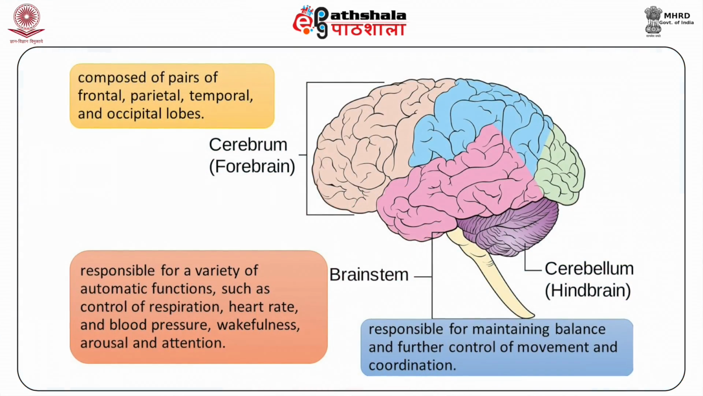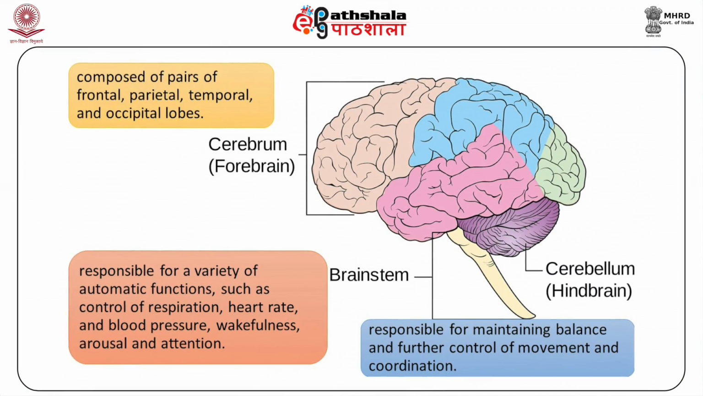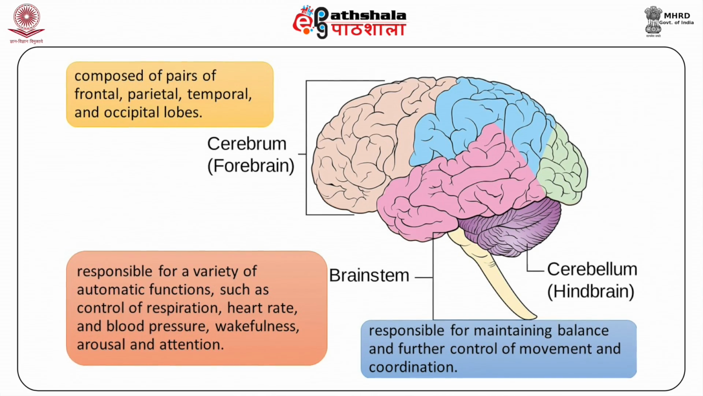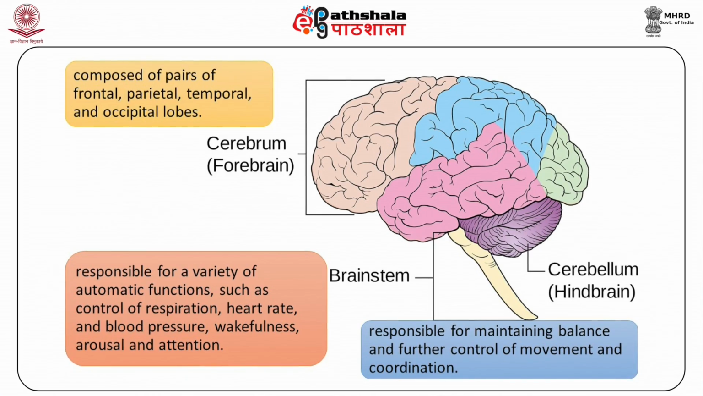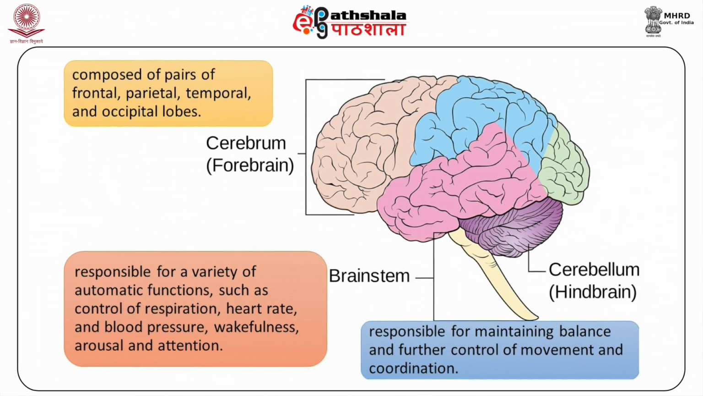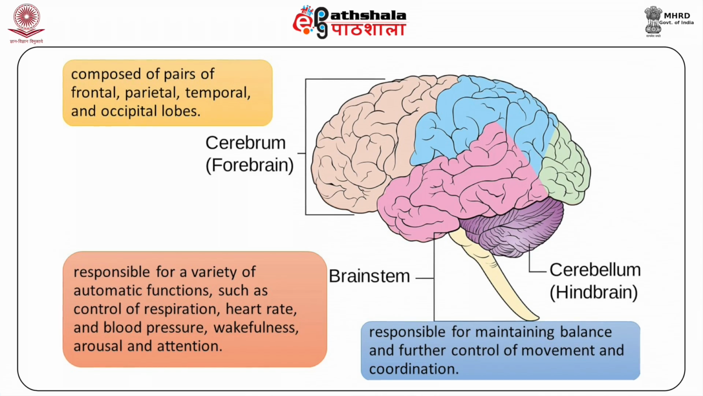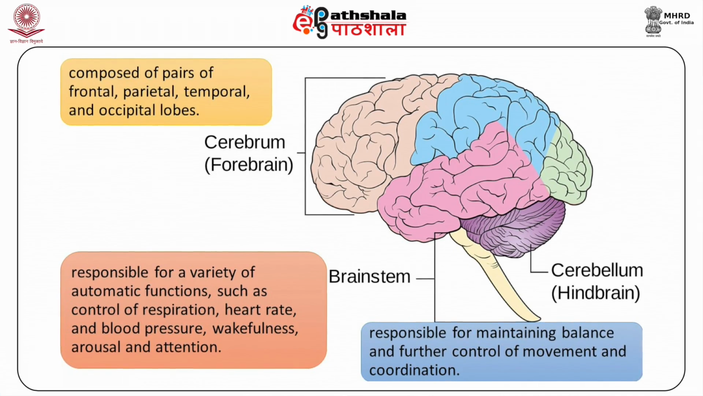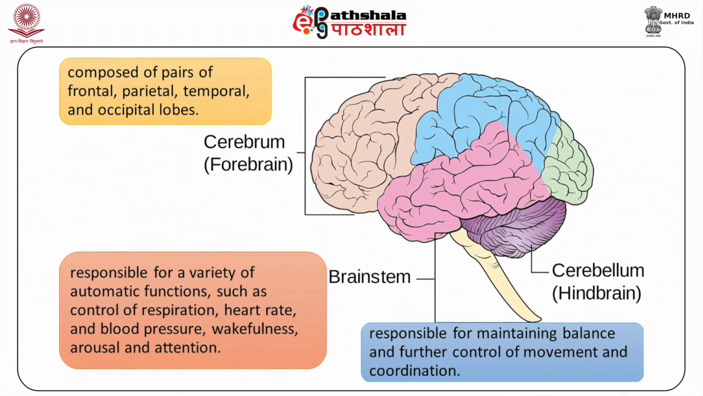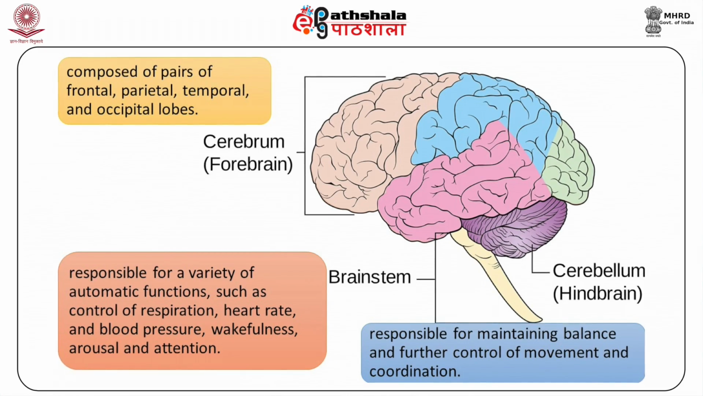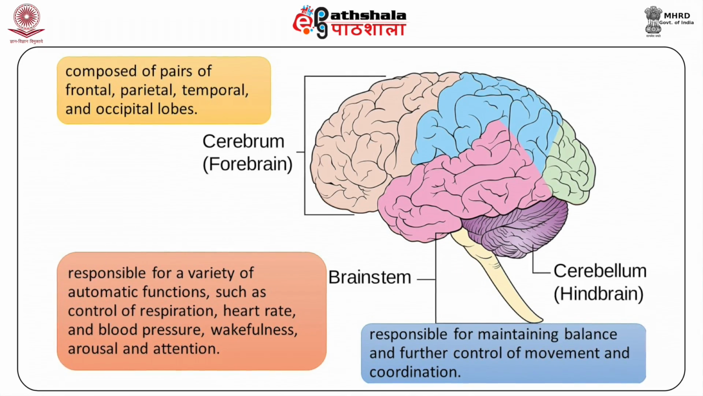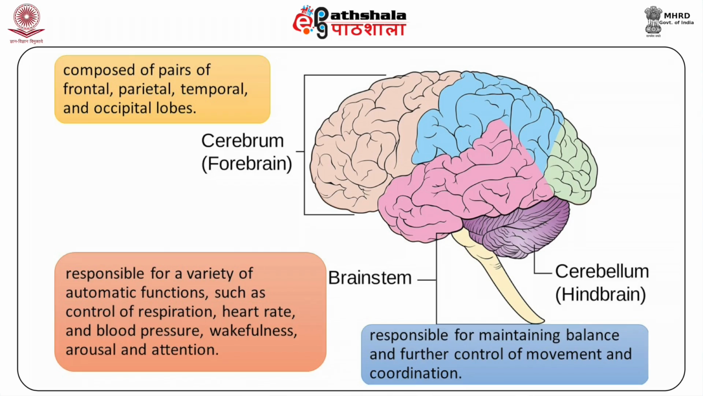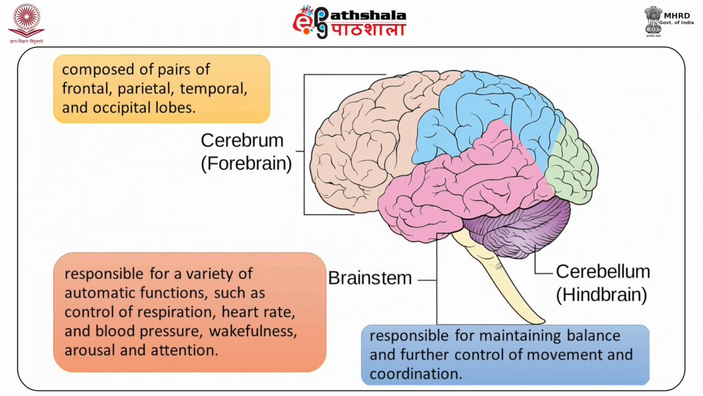The cerebellum, the second largest area, is responsible for maintaining balance and further control of movement and coordination. The brainstem is the final pathway between cerebral structures and the spinal cord. It is responsible for a variety of automatic functions such as control of respiration, heart rate and blood pressure, wakefulness, arousal and attention.